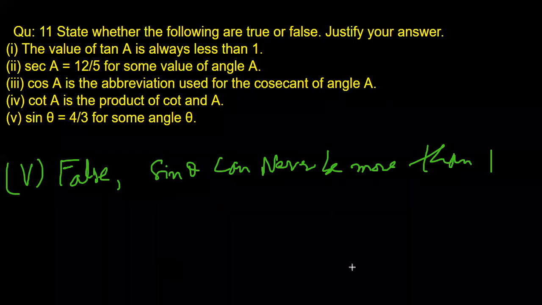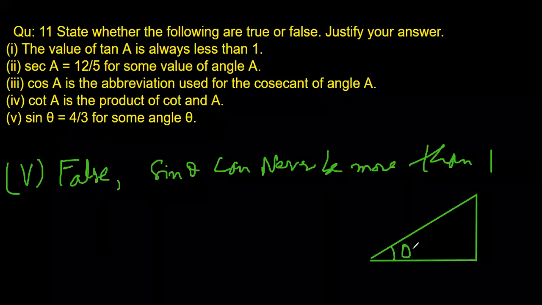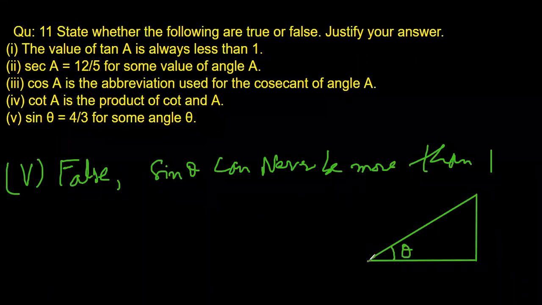Again, consider a right angle triangle where you have any angle theta. Let's say this angle is theta. When we say sine for this, it will be this side over hypotenuse. The hypotenuse is the longest side. For that reason, sine theta would be less than 1.